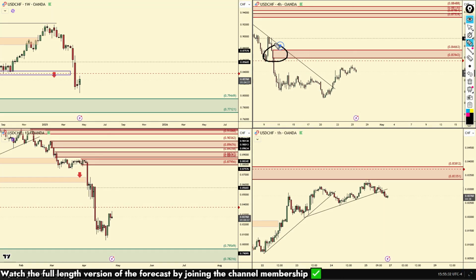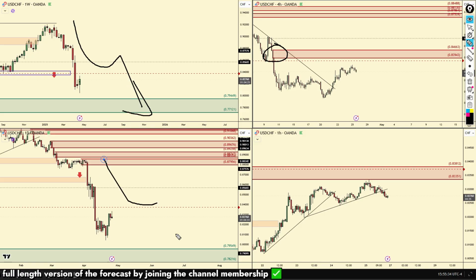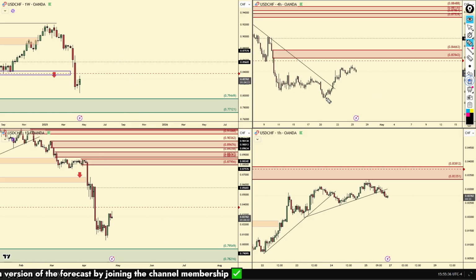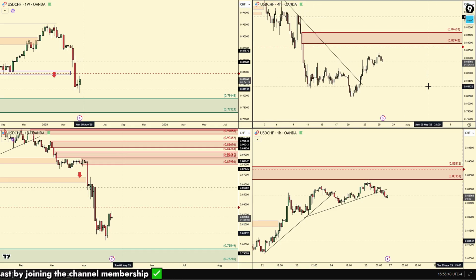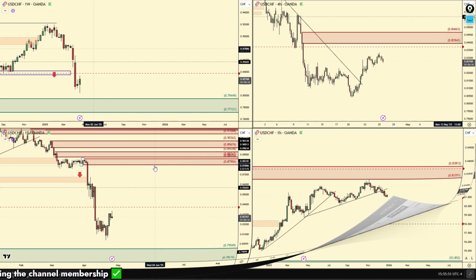And that is a 4 hour supply zone within a weekly and a daily downward trend. So profit margin really is targeting the low. So lots of profit margin there available on that USD Swiss short on the 4 hour time frame.